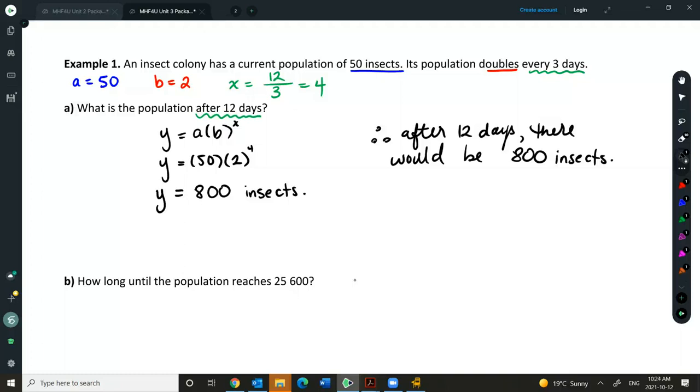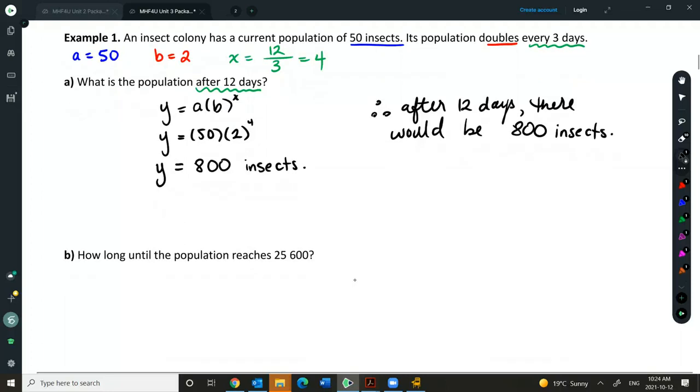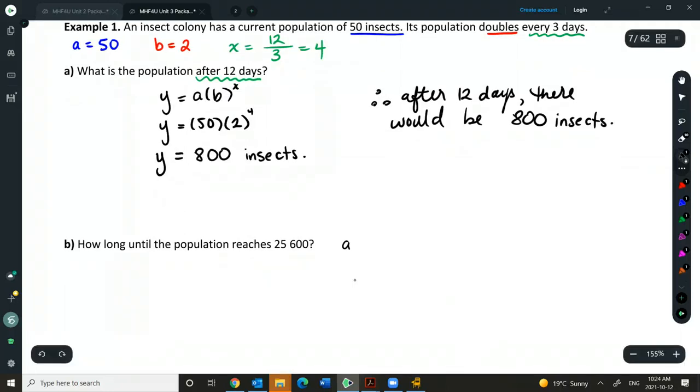The follow-up to this question, which we introduced logarithms with last year, is how long will it be until the population reaches 25,600? So now we still have a population of 50 insects. It's still doubling every 3 days. But now I know the future value is 25,600. And I know a piece of x. I don't know the total time that it takes to reach 25,600, but I do know that it's doubling every 3 days.